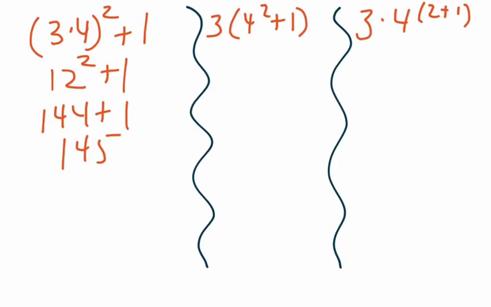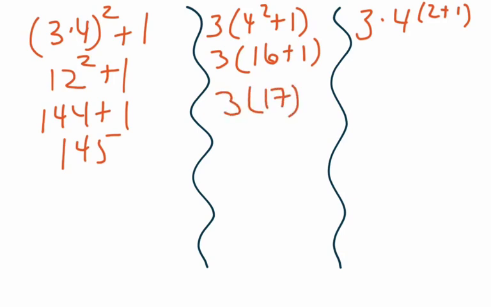Now, the next one shifts those parentheses a little bit so that the parentheses are around the 4 squared plus 1 instead of the 3 times 4. So we're going to start in the parentheses. Inside the parentheses, we have an exponent and we have adding. And we know that exponents come before adding. So for this one, the very first thing we're going to do is square the 4. And that would be true even if they were in the other order, because exponents would come first. Then we'll do 16 plus 1, which is 17.